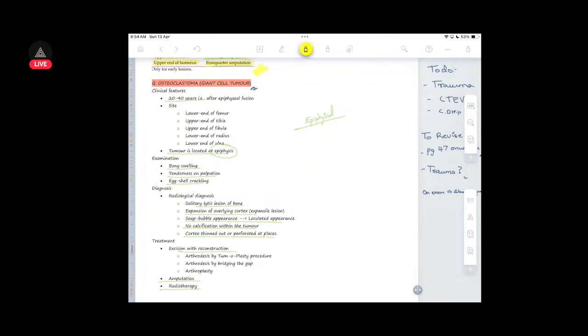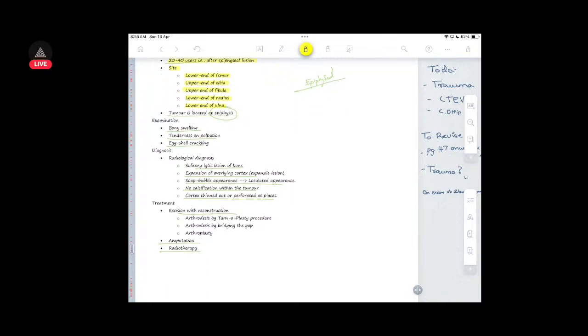So going on, clinically, it may be seen at 20 to 40 years, that is after fusion of the epiphyseal site. It can be from the lower end of femur, upper end of tibia, upper end of fibula, lower end of radius, and lower end of ulna. All of these sites are possible. The tumor is located at the epiphysis.